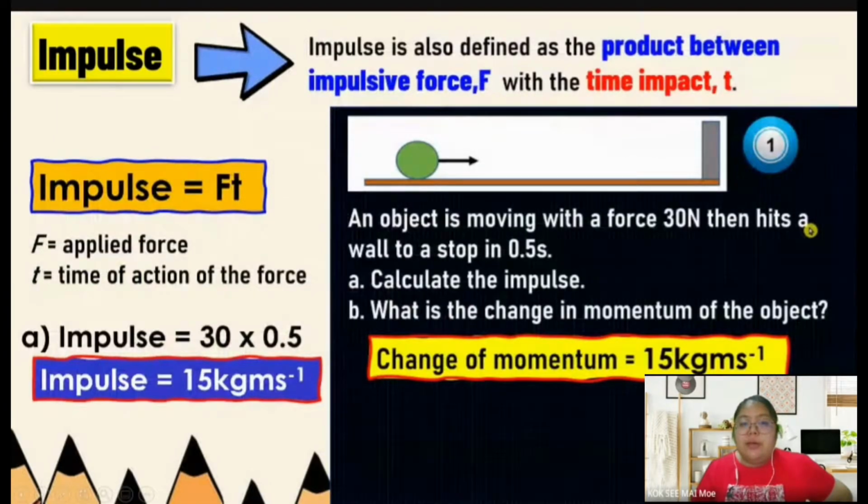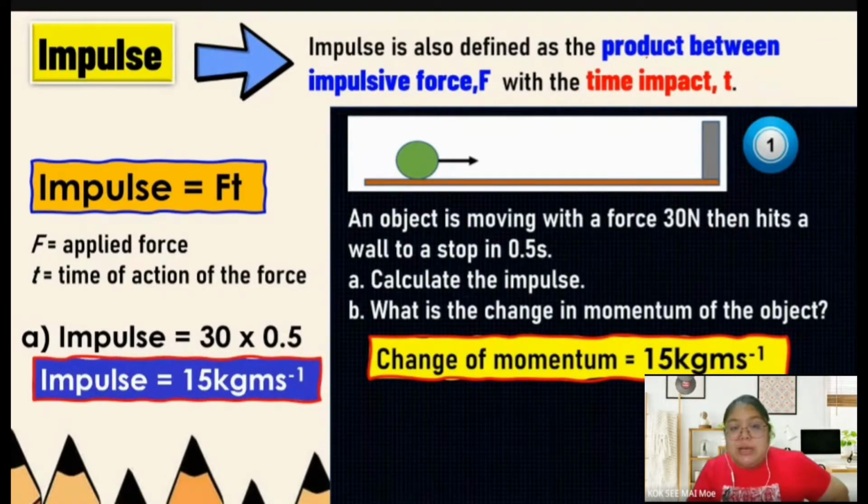Okay, so from here, impulse definitions. The impulse definition is also the same as the change in momentum just now, is it? They can also be given another definition: the product between the impulsive force and the time, which means Ft. So for impulse, we have two definitions.